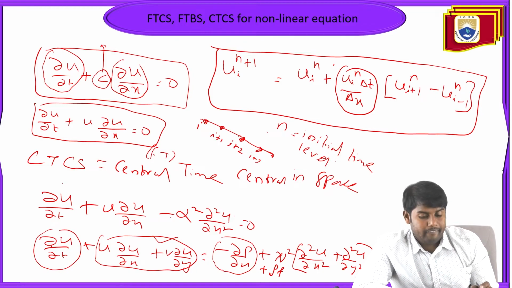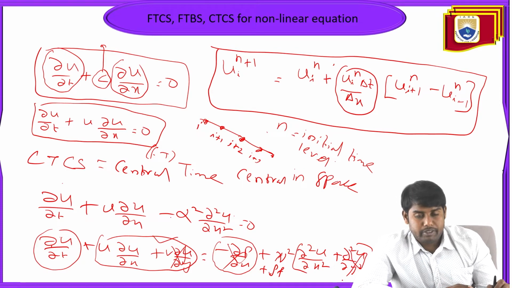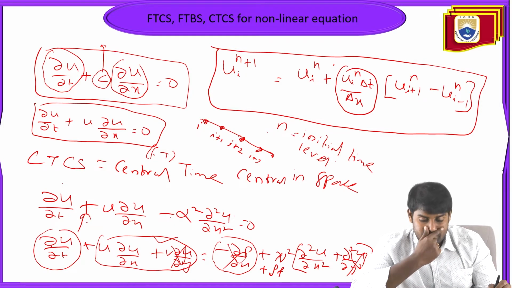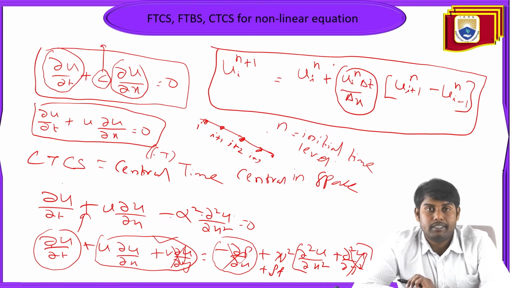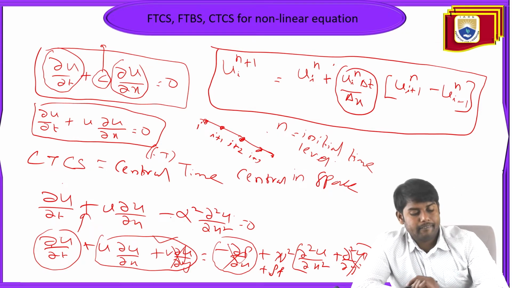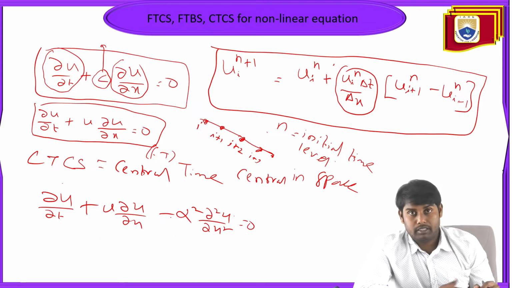Now for the assumptions, we have taken it to be 1D. For 1D, this term will be 0, we omit the pressure gradient term, and we neglect this one also. When we take these things, we get the reduced equation here. This alpha you can take as the diffusion parameter. Now let us write the discretized equation for this combined diffusion and convection equation.